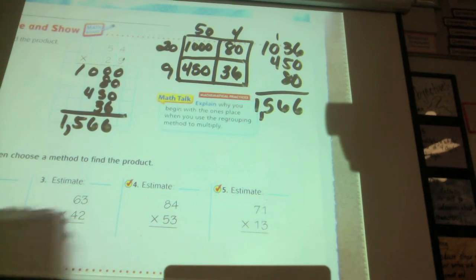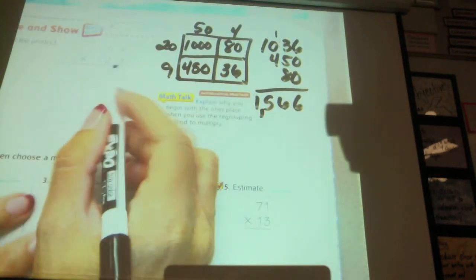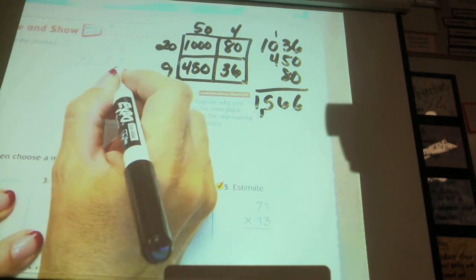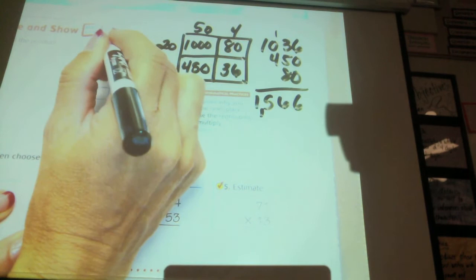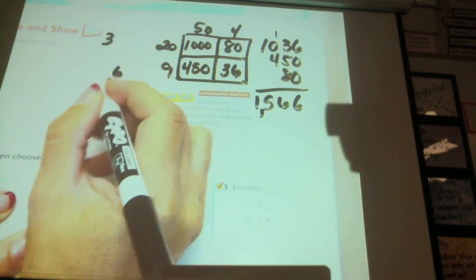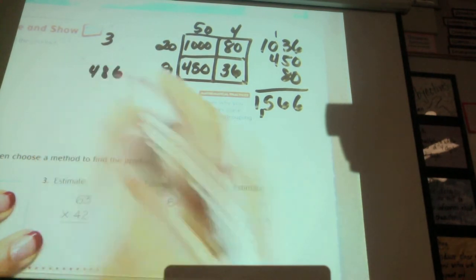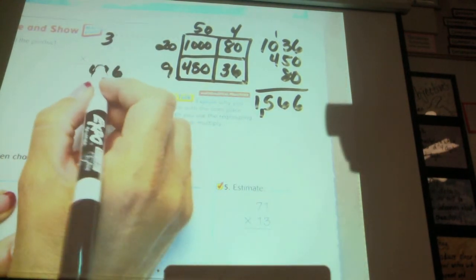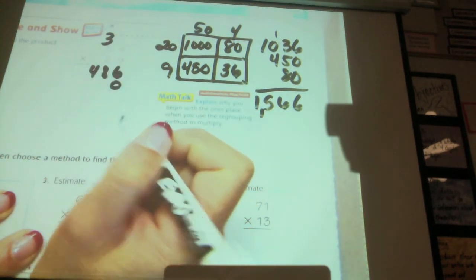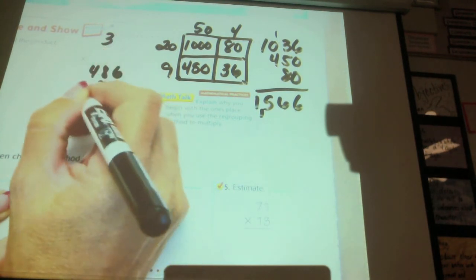Now the last method is the regrouping. You would have done, leave the 2 alone first, do the 9 times 4, which is 36. Regroup. 9 times 5 is 45, plus the 3 is 48. I've lost some of you. Then I'm multiplying by 20, so I know that I'm going to need that 0 there. 2 times 4 is 8, and 2 times 5 is 10.